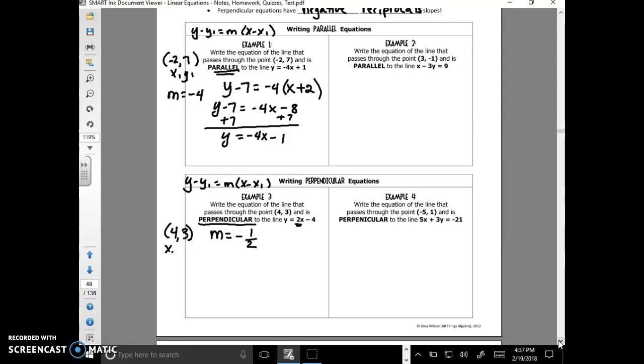Okay, so now I'm going to substitute it in. I'm going to say y minus 3 equals -1/2 times x minus 4. y minus 3 equals -1/2 x plus 2. Add 3, add 3. So you get y equals -1/2 x plus 5. Okay, the rest is yours. Finish it.